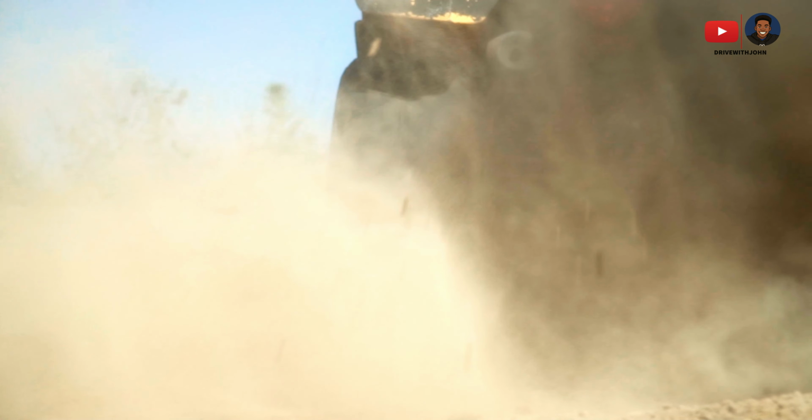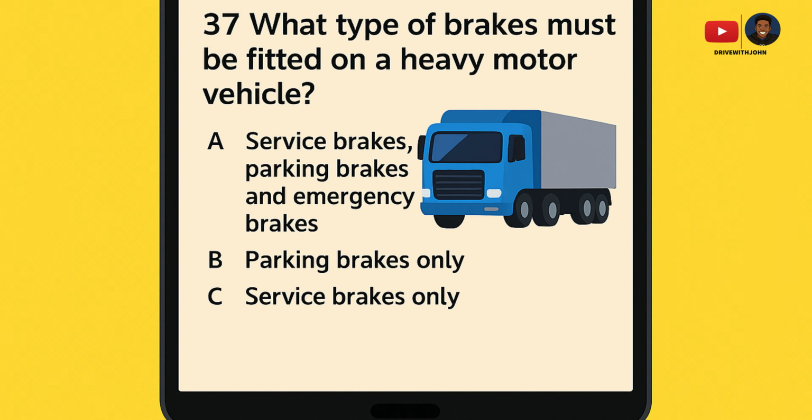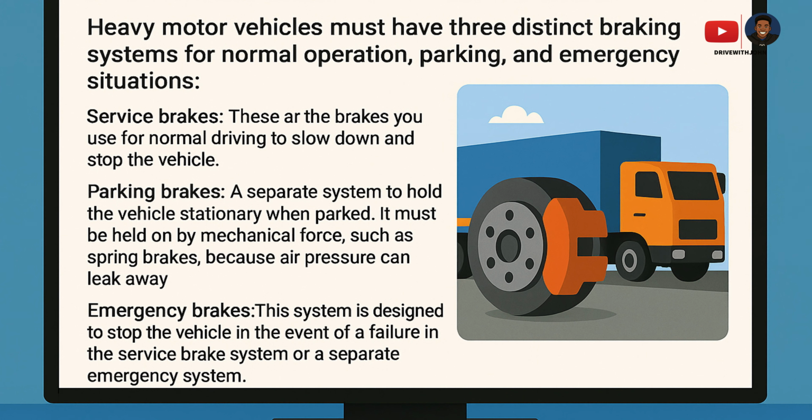Okay. Question 37. What type of brakes must be fitted on a heavy motor vehicle? Very good question. Is it A, service brakes, parking brakes, and emergency brakes? Is it B, parking brakes only? Is it C, service brakes only? What are these types of brakes? Let's explain them. Heavy motor vehicles must have 3 distinct braking systems for normal operation, parking, and emergency situations.